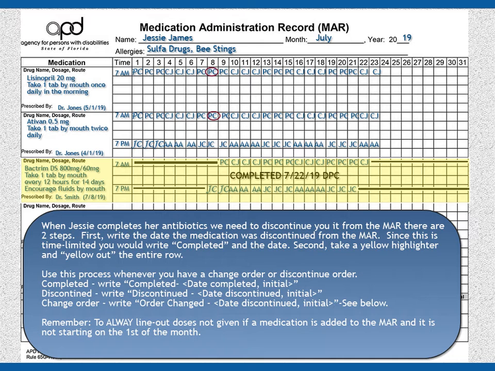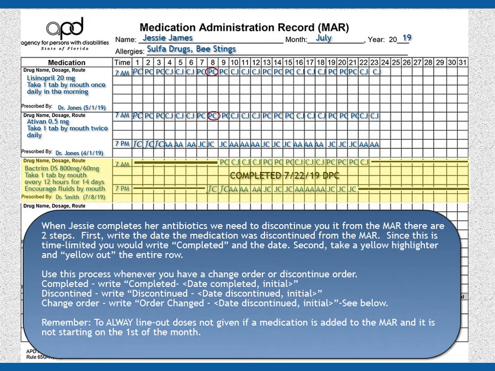Since this is time limited, you would write completed, the date, and initial. Second, take a yellow highlighter and yellow out the entire row. Use this process to update the MAR whenever you have a change order or a discontinue order.